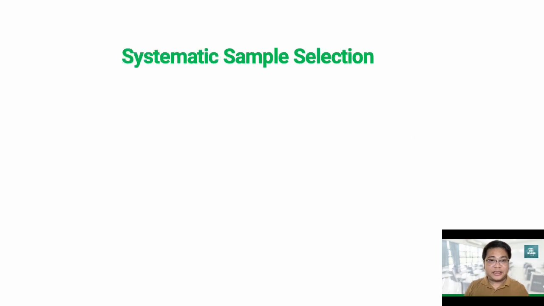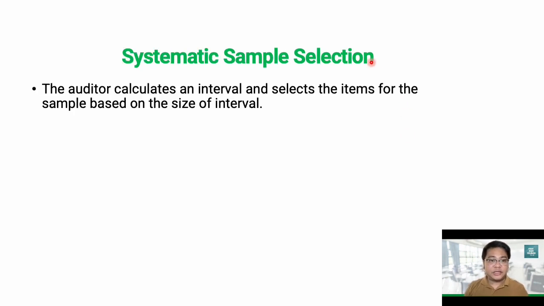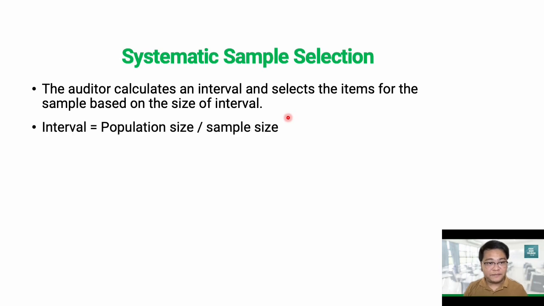In that case, we can use systematic sample selection. In systematic sample selection, the auditor calculates an interval and selects the items in the sample based on the size of the interval. The interval is the population size divided by the sample size. For example, the population size is 100,000 and you want to select a sample size of 1,000. Your interval is 100,000 divided by 1,000, so the answer is every 100th item. Every 100 items, you select that particular item. Even if the units are not consecutively arranged, you can use systematic sampling. This is easy to use, but there is a possibility of bias.